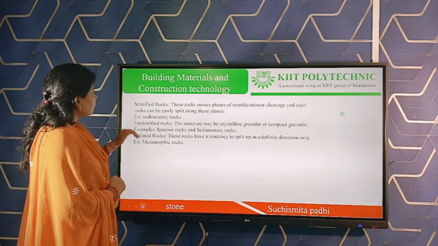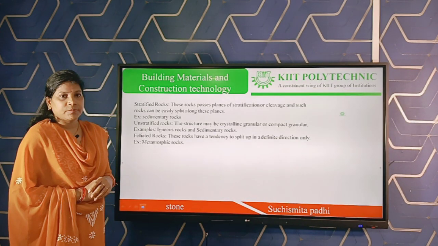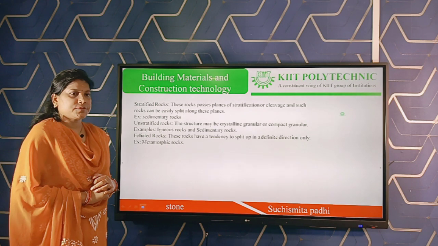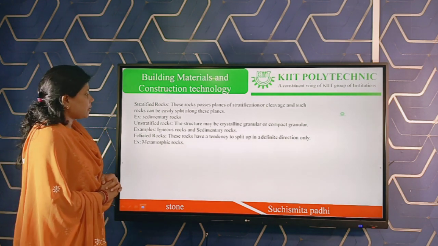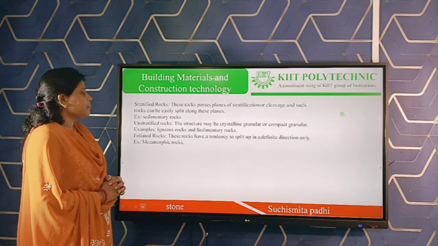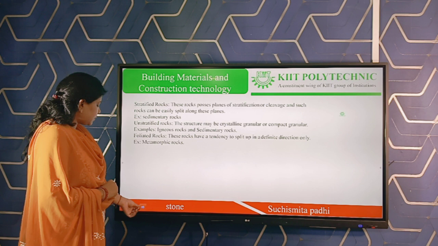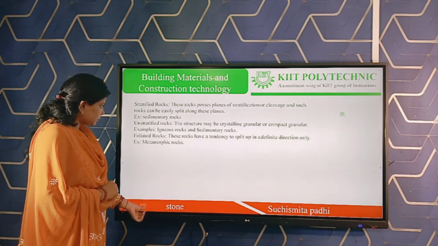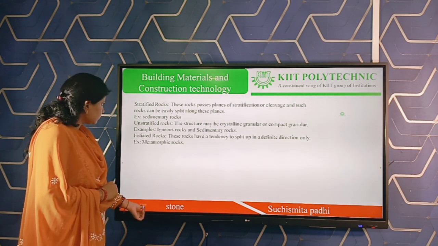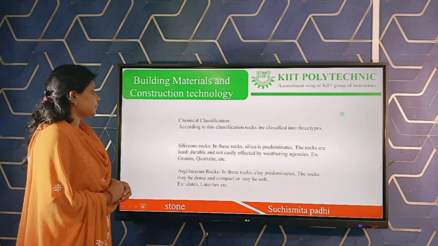So these are the three classifications: stratified, unstratified and foliated. Stratified means there is a plane of stratification. Unstratified means there is no plane of stratification. Foliated means there is a definite direction through which the stone splits easily.